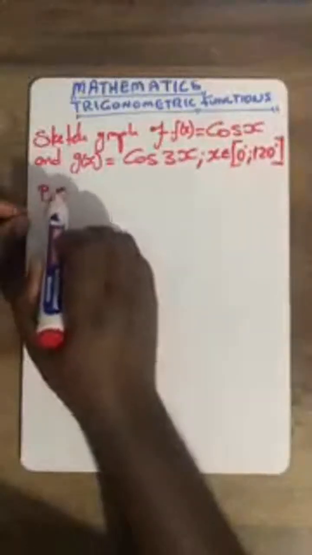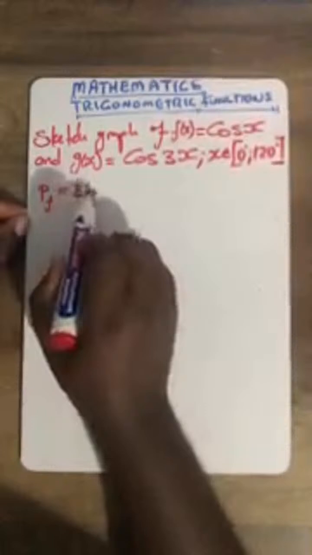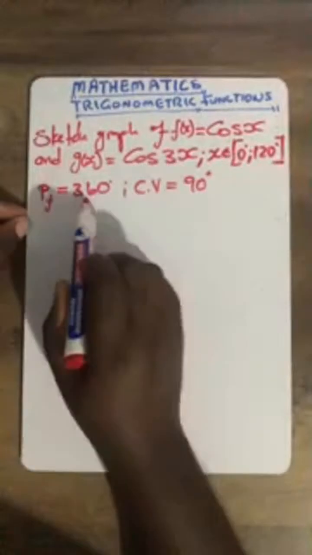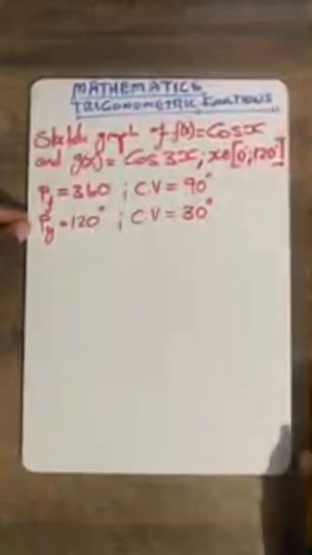For the function, the period is 360, that's one thing for sure. 360 degrees, and then the critical value: you're going to say 360 degrees divided by B, which is 3. So that means the period for G is 120 degrees. When it comes to the CV, the critical value, just divide this by 4. Then now you have 30 degrees there.